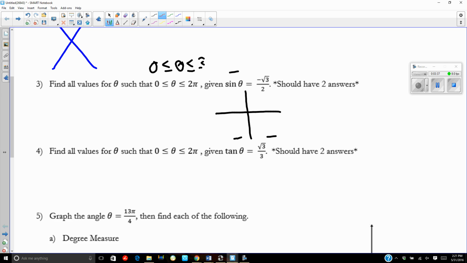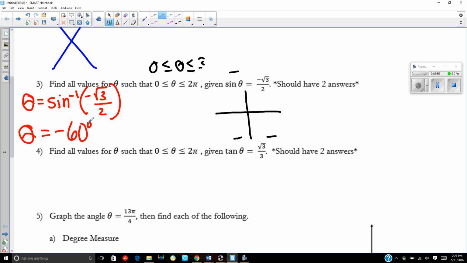So to get your first answer, you're going to type it in the calculator. If you're having trouble typing this in the calculator, let me know. You'll notice you'll get an answer that's actually not one of our answers. You'll get negative 60. That's not one of our answers because we want numbers that are in between 0 and 360 degrees. So we only want the positive values for theta. So what we need to do, negative 60 degrees would be right here. So we just want the positive version of that angle.